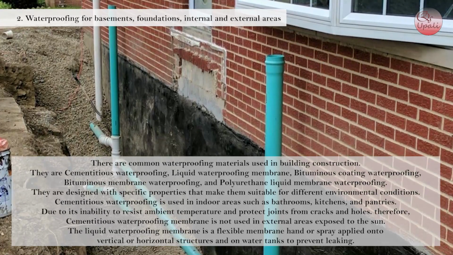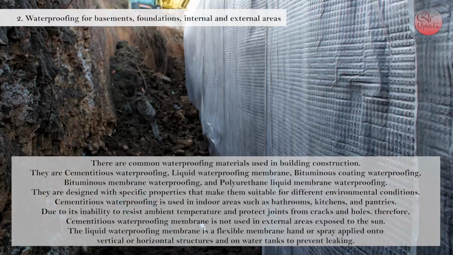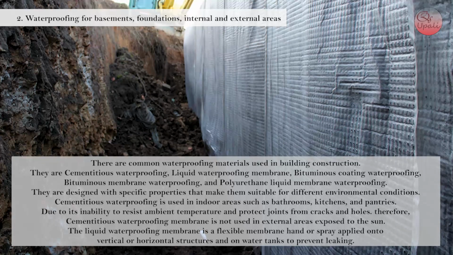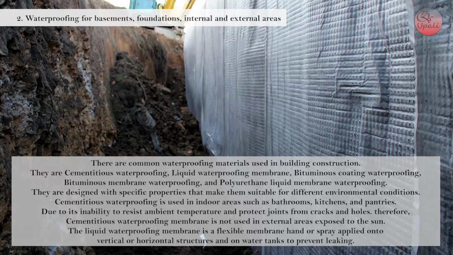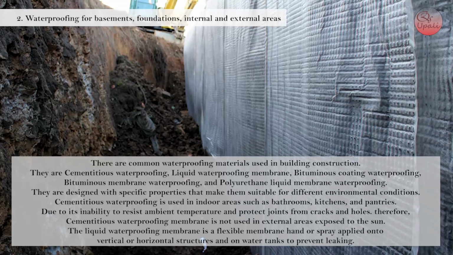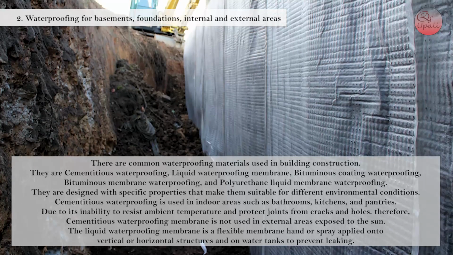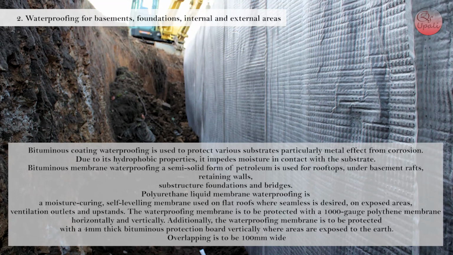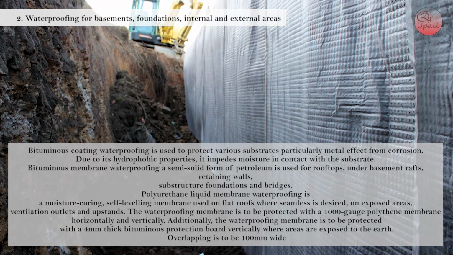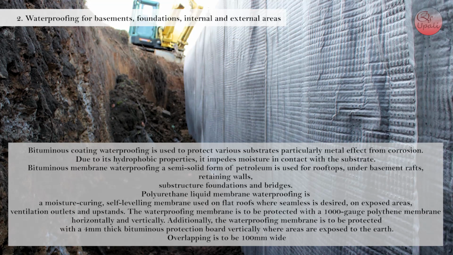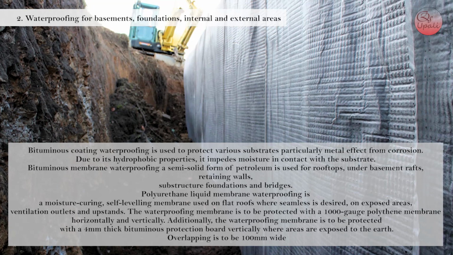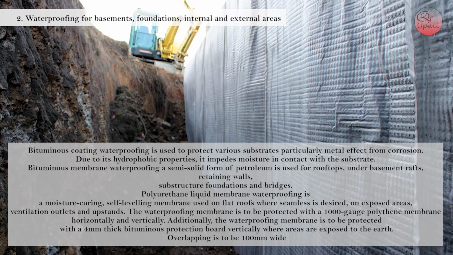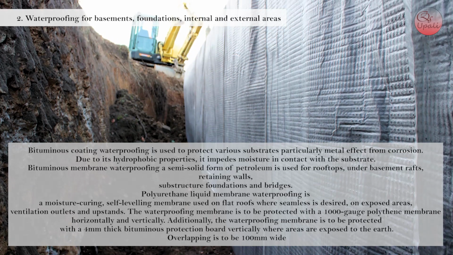The liquid waterproofing membrane is a flexible membrane, hand or spray applied onto vertical or horizontal structures and on water tanks to prevent leaking. Bituminous coating waterproofing is used to protect various substrates, particularly metal, from corrosion. Due to its hydrophobic properties, it impedes moisture in contact with the substrate.